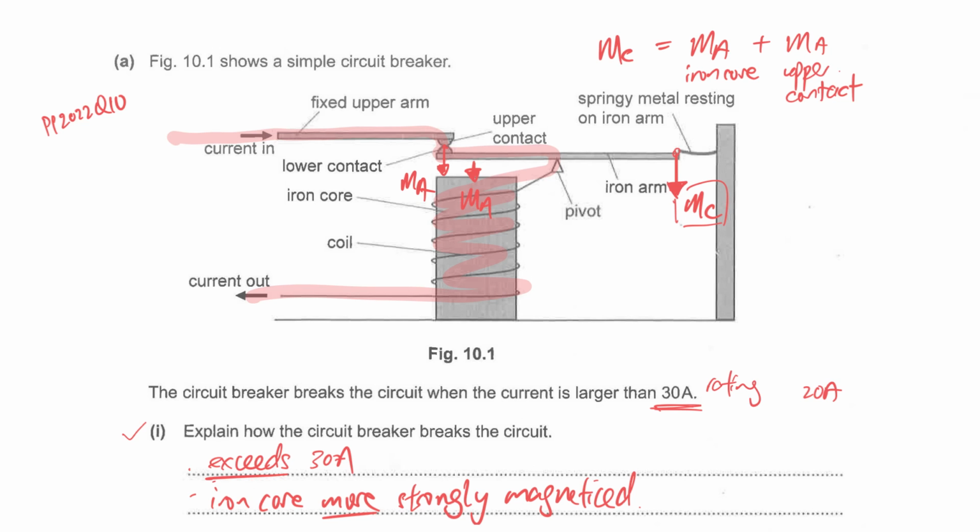So just take note, if you can understand and mention this part, that will be good, because the contact has to be maintained so as to make sure that there's no gap in between. So you can mention that this is the purpose, so that the contact will be closed when it is less than 30 ampere within the circuit breaker rating.